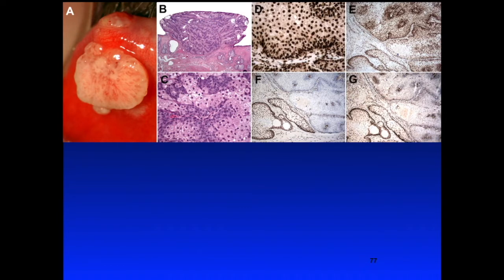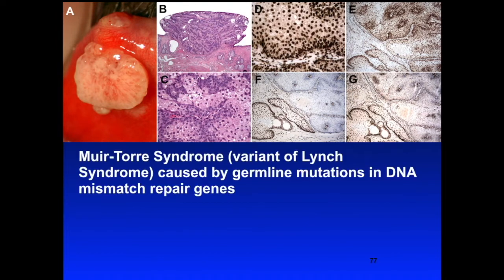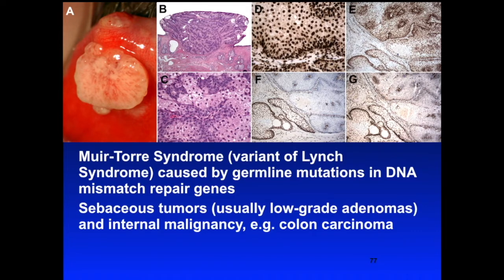This is an unusual case. This is a sort of pedunculated lesion, a very well-differentiated sebaceous lesion. Well-differentiated sebaceous lesions, like sebaceous adenomas, can be associated with the Muir-Torre variant of Lynch syndrome caused by germline mutations in DNA mismatch repair genes. Again, this typically occurs in low-grade adenomas, and it's the association of sebaceous tumors with internal malignancies, particularly colon carcinoma.